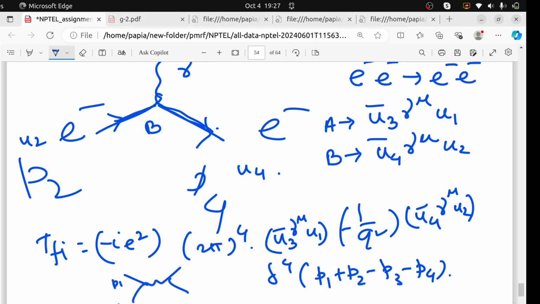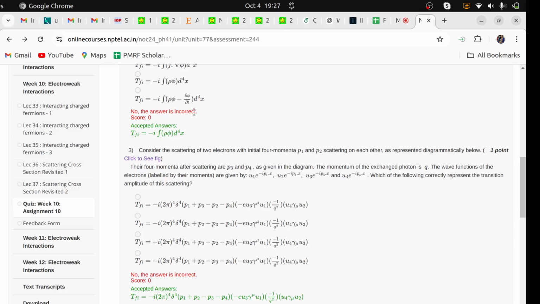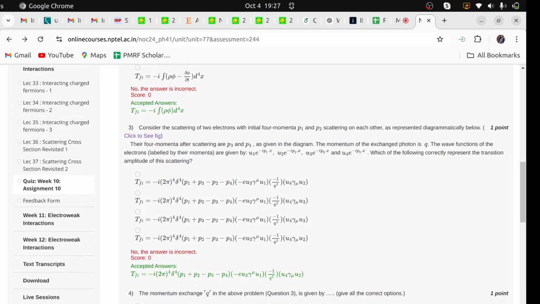But the S channel was like this. For this case, let's say P1, P2, P3, P4, 1 and 2 will be in one vertex, and 3 and 4 will be in another vertex. But here 1 and 3 will be one vertex, 2 and 4 will be in the other vertex. So maybe sir has given the correct option. Yes, 1 and 3 and 2 and 4. Do you understand the point?